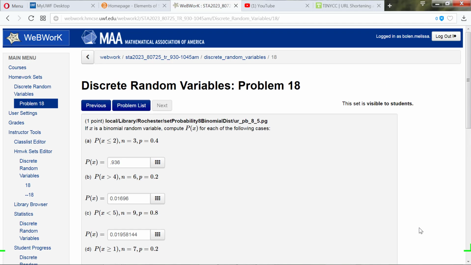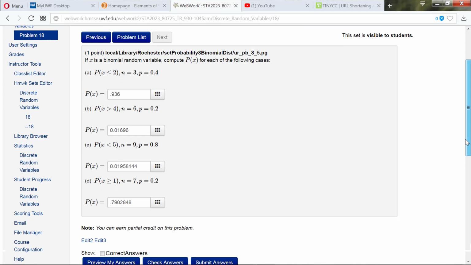We are solving problem number 18 of discrete random variables on our homework. Several students sent me a text or an email requesting that I solve this problem. So here we go. It says, if x is a binomial random variable, compute the probability of x for each of the following cases.